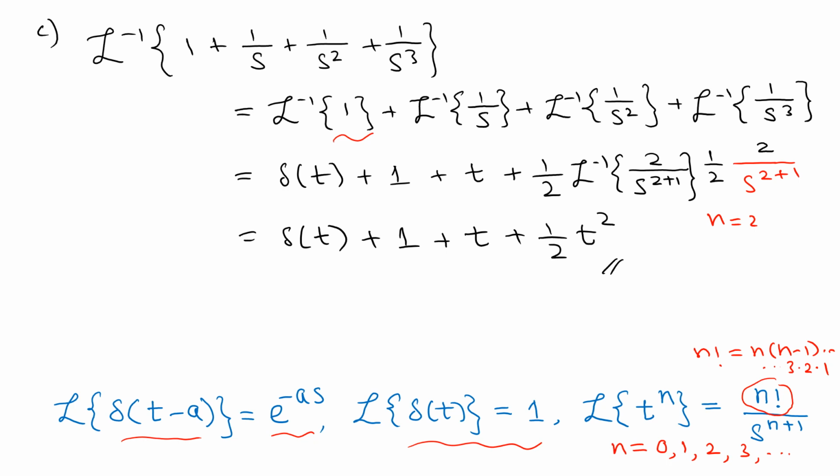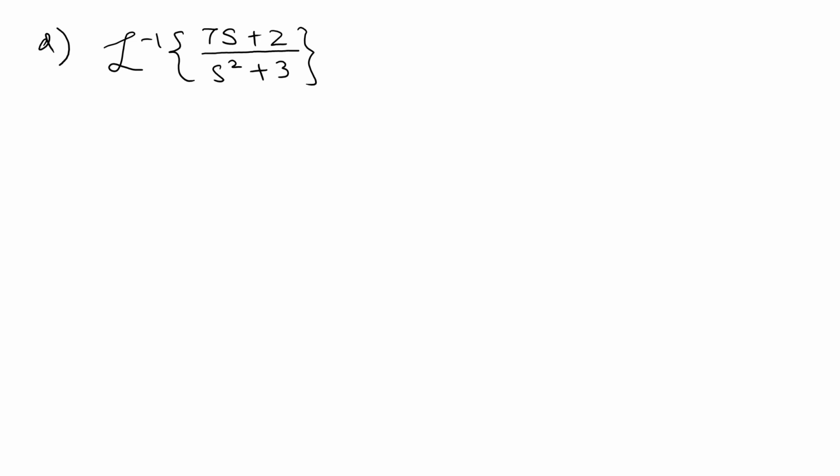Okay, let's look at the next one. As the next one, we have L inverse of 7s plus 2 over s squared plus 3. And you can see that this doesn't actually match with any of the formulas that we have on the table. So what are you going to do? We actually use another technique that we normally call the splitting technique.